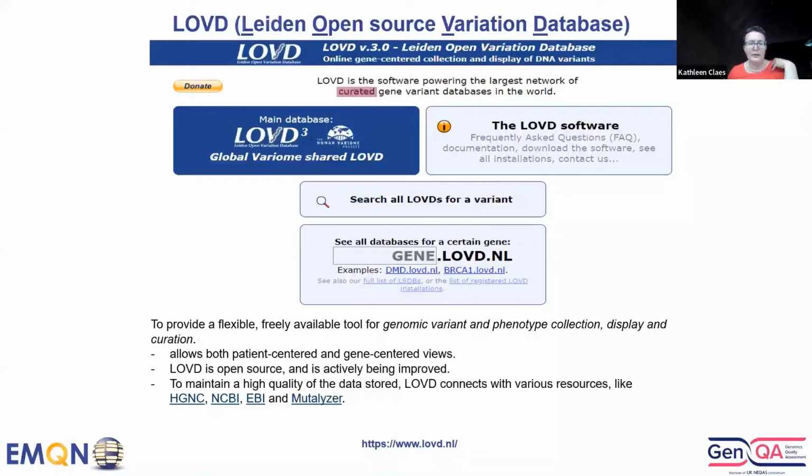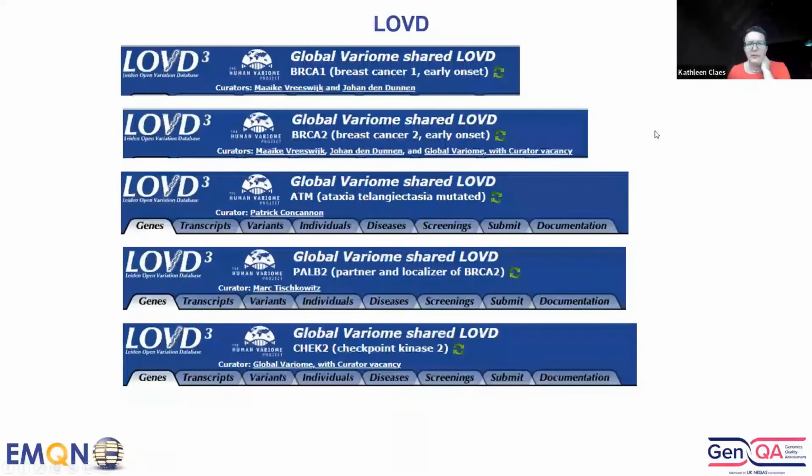LOVD is open source, and the designers try to actively further improve it, and it connects with data resources like HGNC, NCBI, and Mutalyzer to make sure that the variant nomenclature is correct. There are several databases available for the genes that are relevant for this audience. So you have for BRCA1, BRCA2, ATM, PALB2, CHEK2, and you can easily see who are the curators. These can be contacted. However, for some databases, there is not yet a curator appointed, and there is a vacancy.